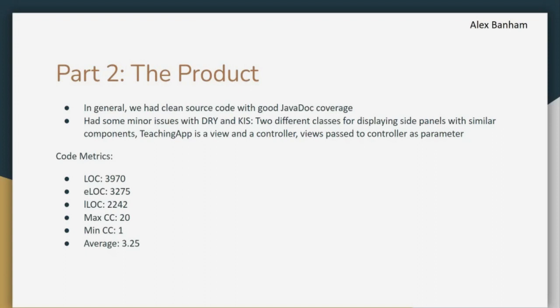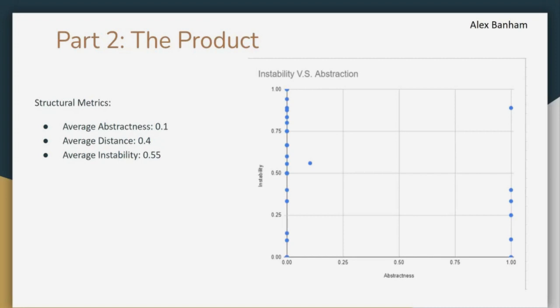We had decent metrics: 3970 lines of code, 3275 effective lines, and 2242 logical lines, with a maximum cyclomatic complexity of 20 and a minimum cyclomatic complexity of 1, with an average of 3.25. Then for some structural metrics, we had an average abstractness of 0.1, an average distance of 0.4, and an average stability of 0.55. And there's the instability versus abstractness chart. So you can see not too much stuff in the painful zone.